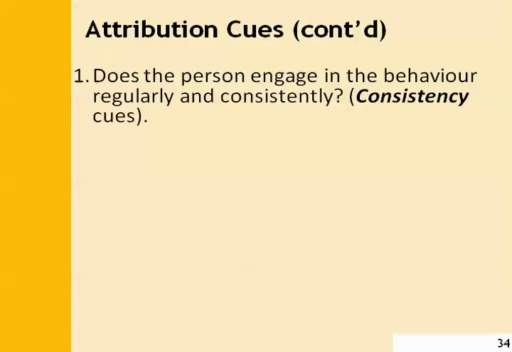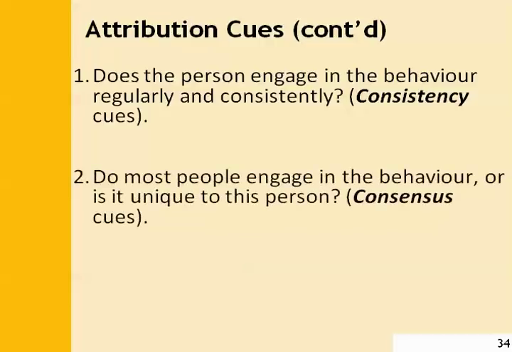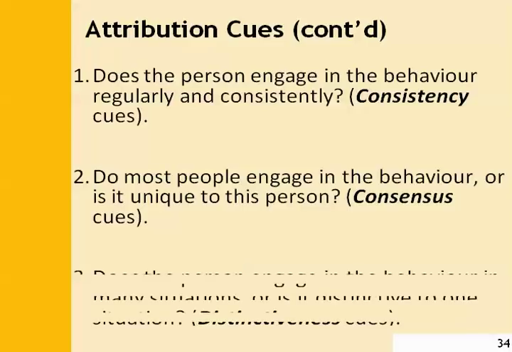يعني هل ال person ده engages in the behavior دايما وبصفة مستمرة ولا لأ؟ تاني سؤال, do most people engage in the behavior or is it unique to this person؟ يعني هل his work colleagues مثلا at school, in college, at work, they engage in the same behavior as his ولا هو بس is the one who engages in this behavior. ودي بنسميها ال consensus cues أو الإجماع.